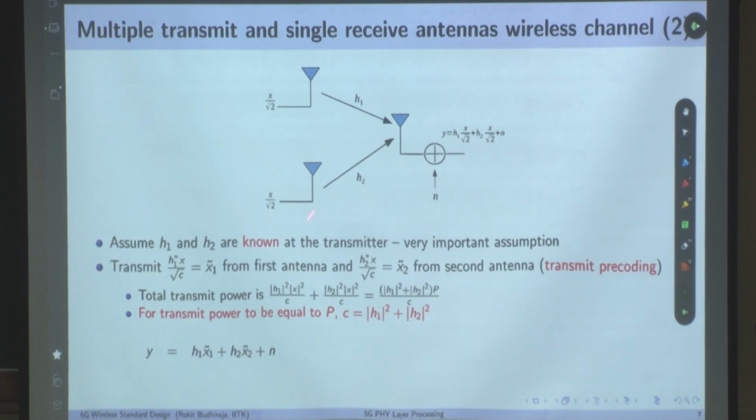So, what are we transmitting? Your transmit signal is designed from both antennas. You know what c should be, because h is known at the transmitter, correct?